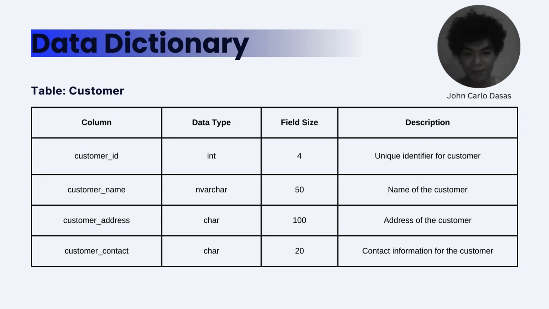For customer name, its data type is nvarchar, field size is 50, description is name of the customer. For customer address, its data type is char, the field size is 100, and the description of it is address of the customer. For customer contact, the data type is char, field size is 20, and the description of it is contact information of the customer.